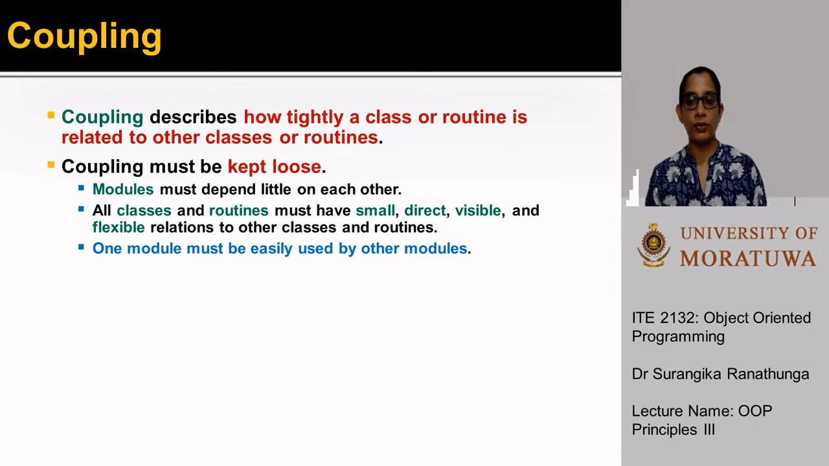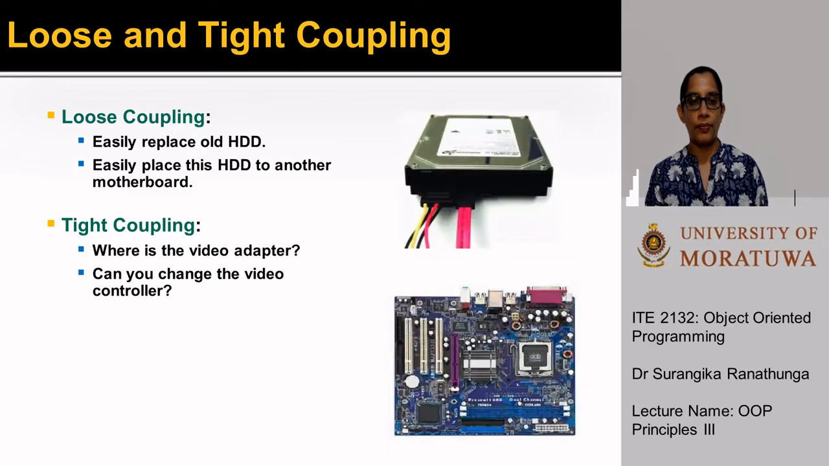So it is very difficult to single out a class and modify it, because the modifications will affect many other places in your code. So we say that in code, coupling between classes should be low. Here's a real world example of loose and tight coupling.